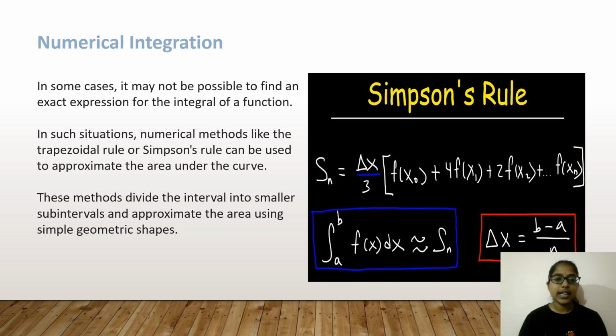Numerical integration. In some cases, it may not be possible to find an exact expression for the integral of a function. In such situations, numerical integration methods like the trapezoidal rule or Simpson's rule can be used to approximate the area under the curve. This method divides the interval into smaller subintervals and approximates the area using simple geometric shapes.